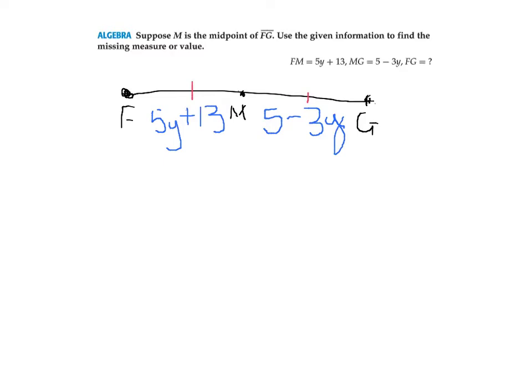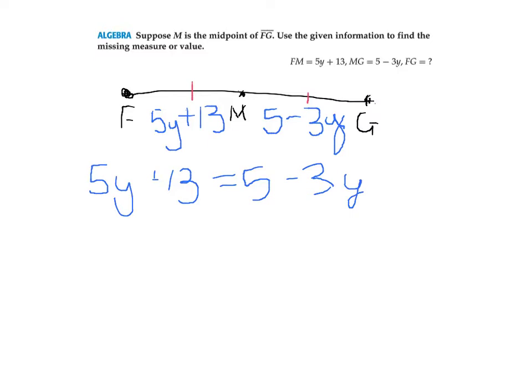Okay. Now, because they're congruent, denoted by these marks right here and here, that means they are equal length. So this is actually a very easy equation to set up. All I need to do is set these two equal to each other. 5y plus 13 equals 5 minus 3y. And then I solve it for y.